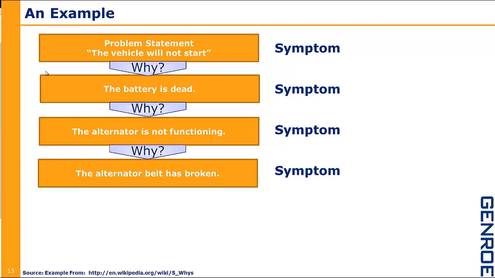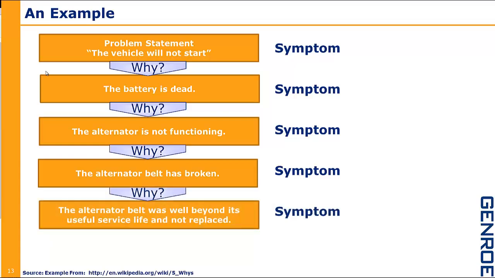But then we say to ourselves, actually, we still only have a symptom here. It's still only a symptom of the problem. Alternator belts don't break just for the sake of it. So we ask again, and what we identify now is that the alternator belt's been there for 20 years, it's tired and ragged and worn and it's basically worn out. But even now we're still only at a symptom of the issue here.